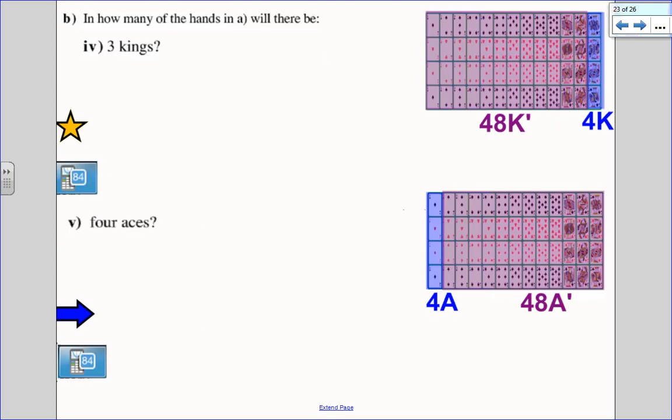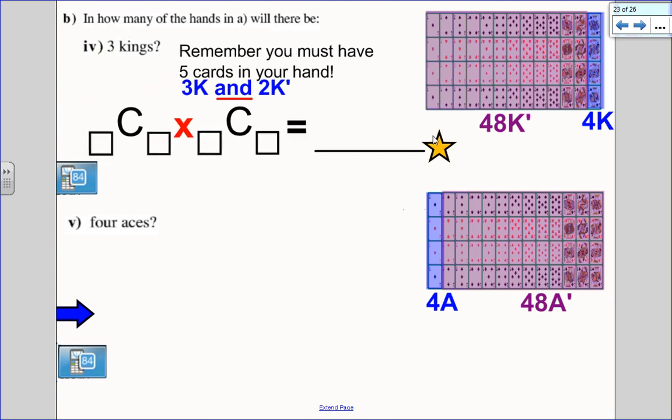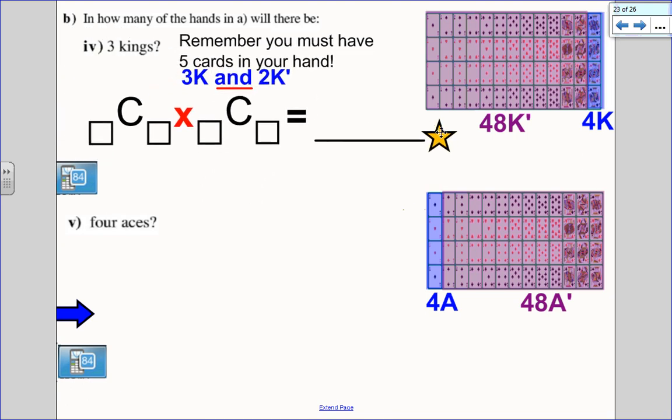Okay, so this next question says, of the cards in A, which is the 5-card hands, how many will there be 3 kings? So again, you can see I highlighted there are 4 kings and 48 not kings. Now the big key here is that I need to add up to 5 cards in my hand. So I need to remember we always have 5 cards in my hand. So if I have 3 kings, that means I have 2 not kings.